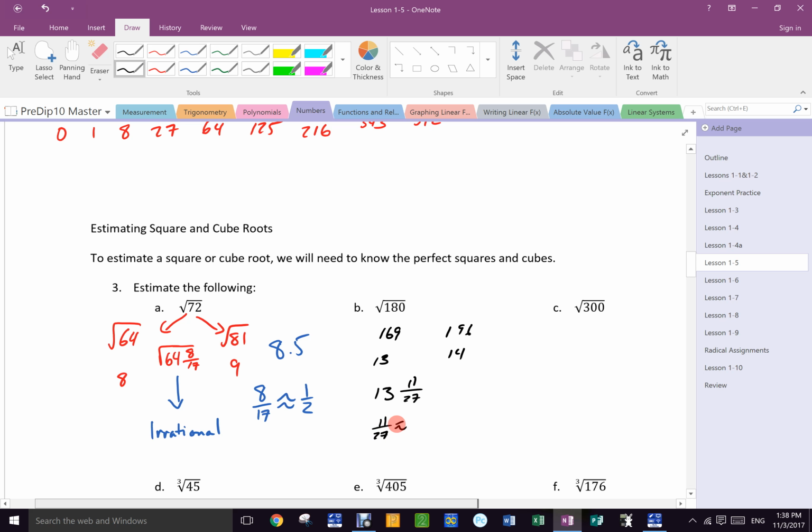11/27 is pretty darn close to what easy fraction? 1/3, right? So this is pretty darn close. The square root of 180 must be pretty darn close to 13 and a third. Picking up what I'm putting down? Yeah. Sooner or later the computer will pick up what I've actually put down on it. There it is. Excuse me.